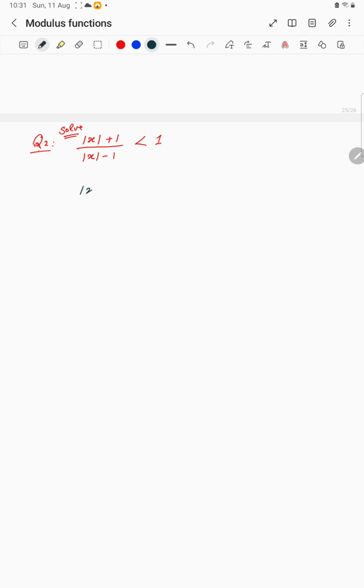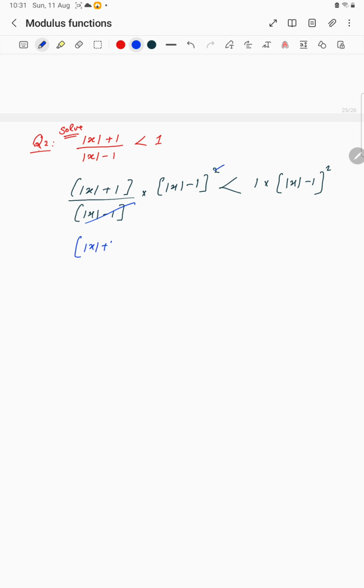Like here, you can see this is the numerator and this is the denominator, and the square of the denominator can be multiplied on either side of the inequality, right? Here you can see the 1 will be cancelled and we will get modulus of x plus 1 times modulus of x minus 1 less than modulus of x minus 1 whole square.